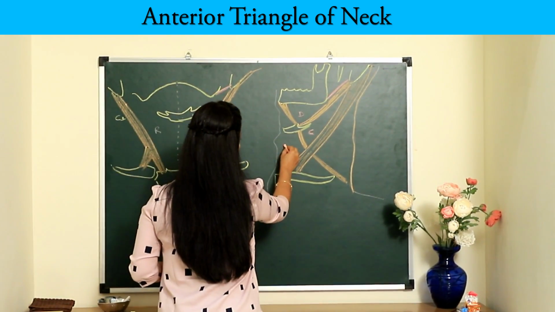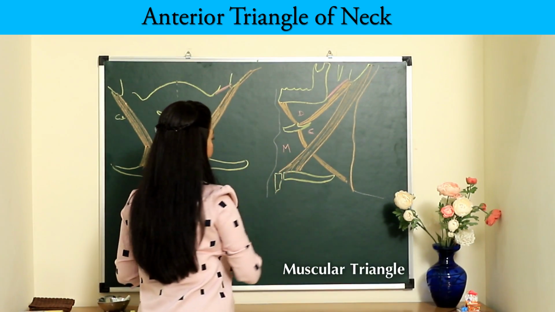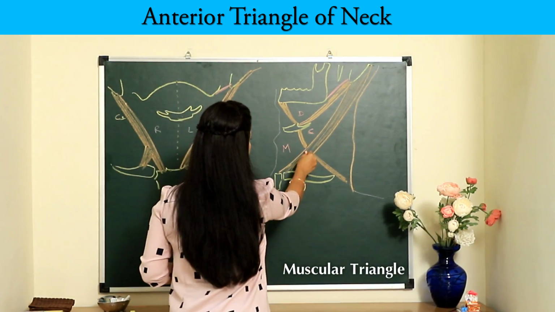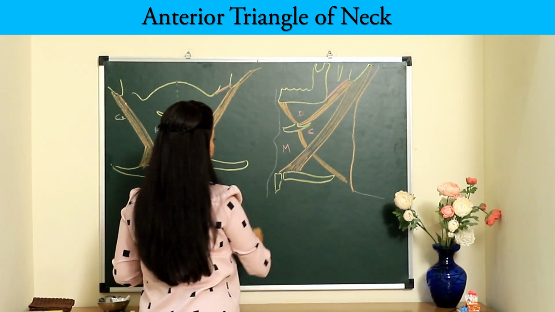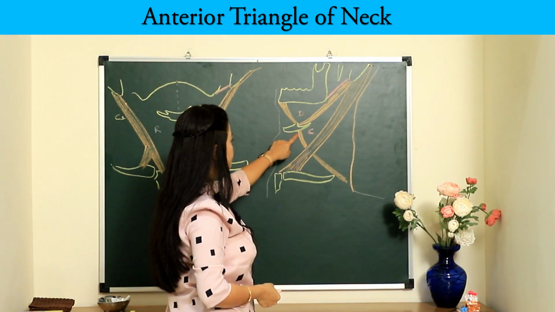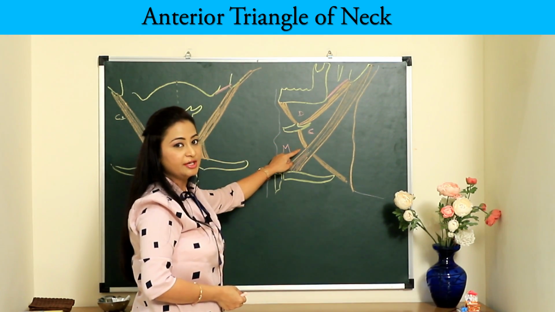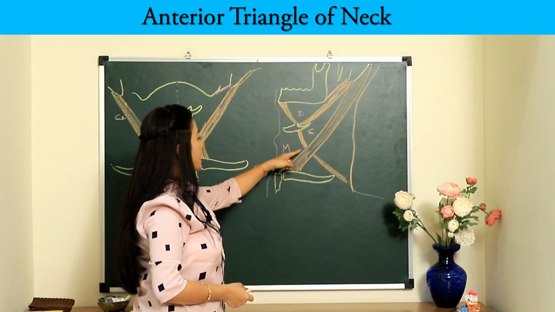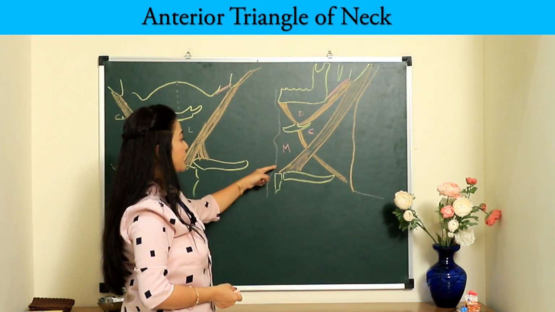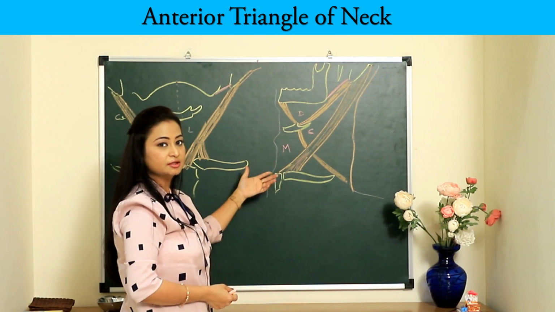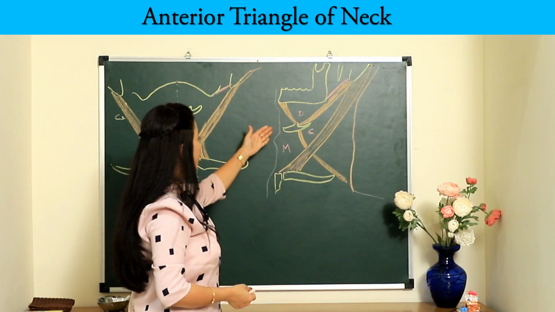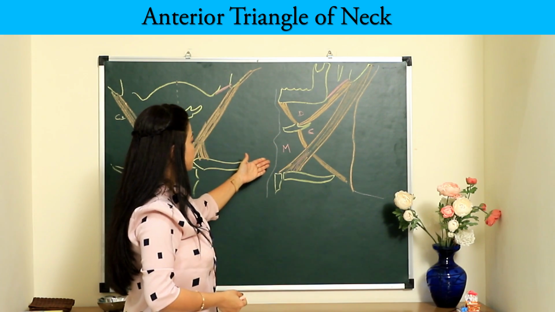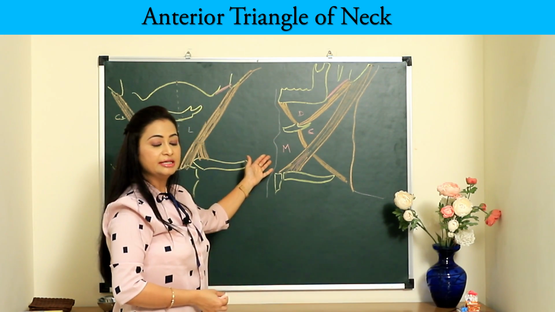The third triangle is this muscular triangle, which we can see is bounded posterior-superiorly by the superior belly of omohyoid and posterior-inferiorly by the anterior border of the sternocleidomastoid muscle. Anteriorly, the boundary is formed by this anterior median line.